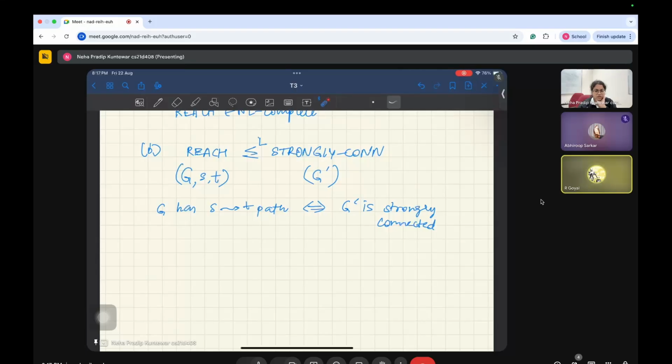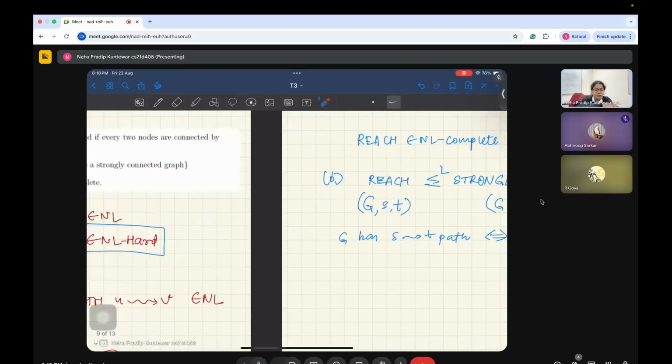I mean to say that G has an S to T path. Clearly this can be done in logarithmic space. I use this much space to know whether there exists a path from S to T or not, then I remove everything from this space and again check whether there exists a path from T to S or not. But what we are doing there is actually showing that it is in NL, right? That was what we did in part A.